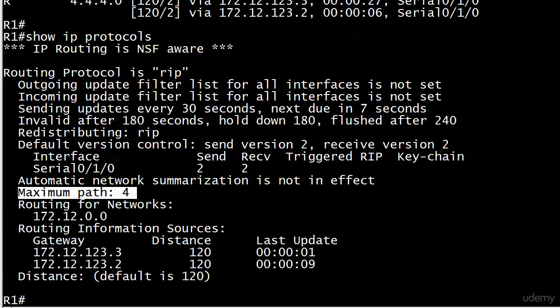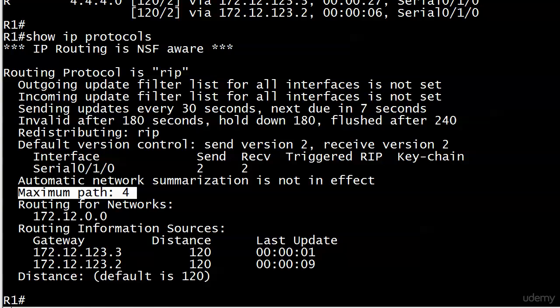Everything else in here is, automatic network summarization is not in effect. Here are your routing information sources. Here are your update timers. Everything is explained so beautifully. And then in the middle, you got maximum path 4. Well, maximum path for what? So it would be a good idea for us to know, as we now do, that that is the maximum number of paths we're using right now for equal cost load sharing, and that's by default.